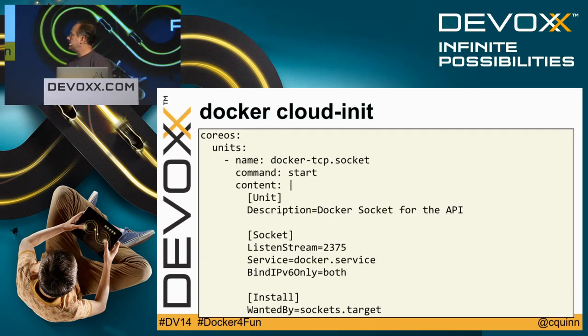So I grabbed these, which are basically samples from the CoreOS website to tell it how to do its cloud init to start up stuff. This is the trick if you want to tell it to start Docker at startup time, but also listen on external port 2375. So it creates a little socket unit that will then listen and pass it over to Docker.